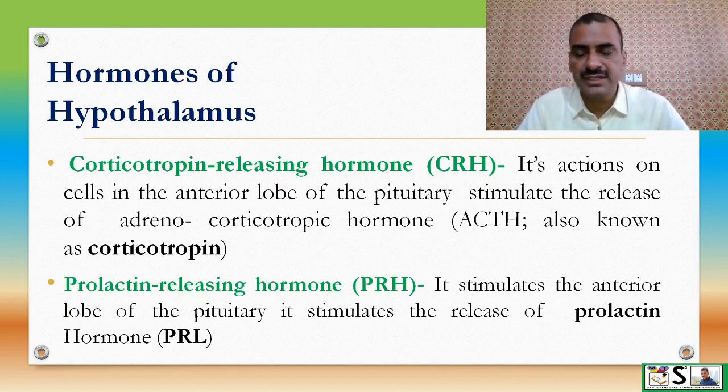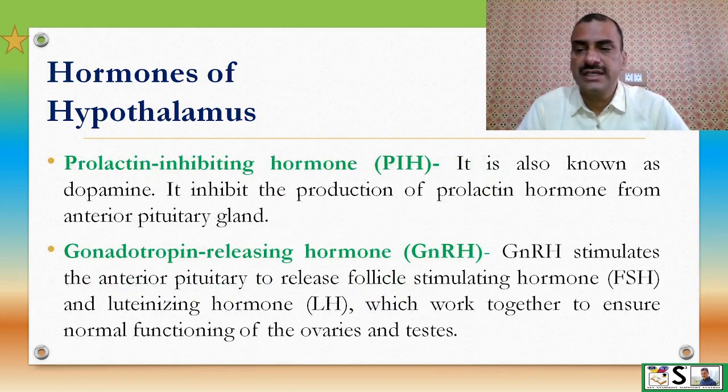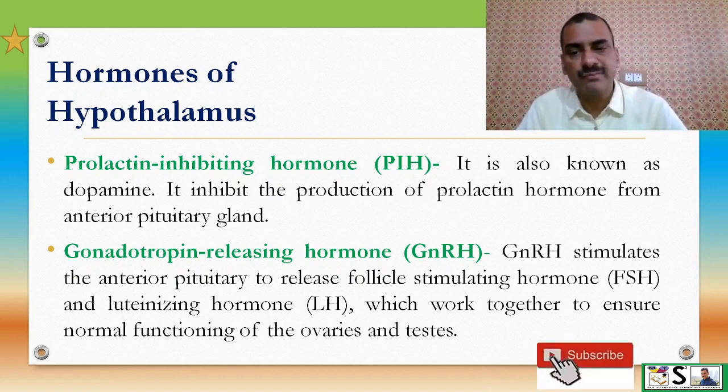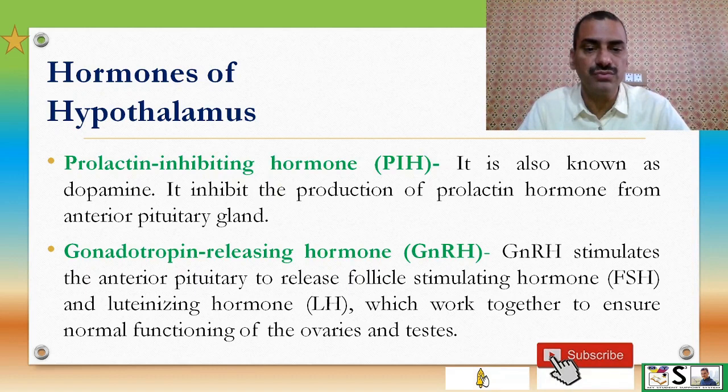corticotropin. Next is prolactin releasing hormone, PRH. It stimulates the anterior lobe of the pituitary and stimulates the release of prolactin hormone. Next is prolactin inhibiting hormone, PIH. It is also known as dopamine. It inhibits the production of prolactin hormone from the anterior pituitary gland.